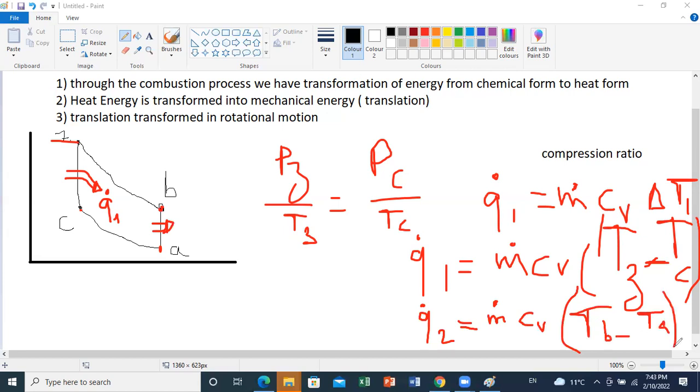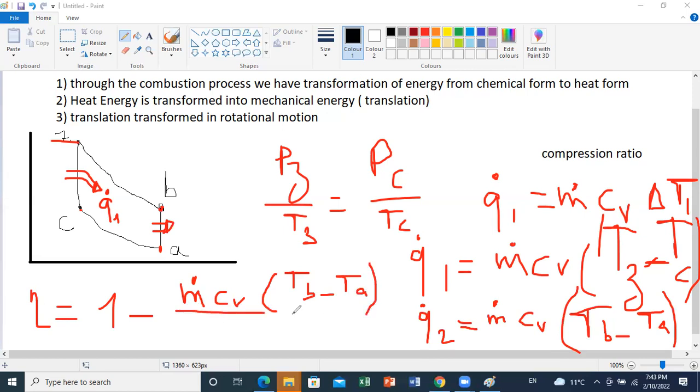And we have seen together that the efficiency is 1 minus Q dot 2 over Q dot 1. So it's 1 minus m dot Cv times Tb minus Ta over m dot Cv times Tz minus Tc.